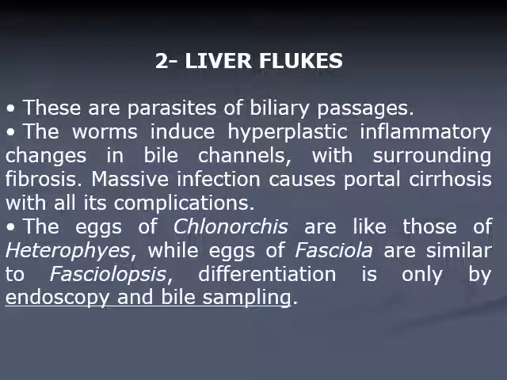The eggs of Clonorchis are like those of Heterophyid, while the eggs of Fasciola, the other type of liver flukes, are similar to Fasciolopsis. Differentiation is only by endoscopy and bile sampling.